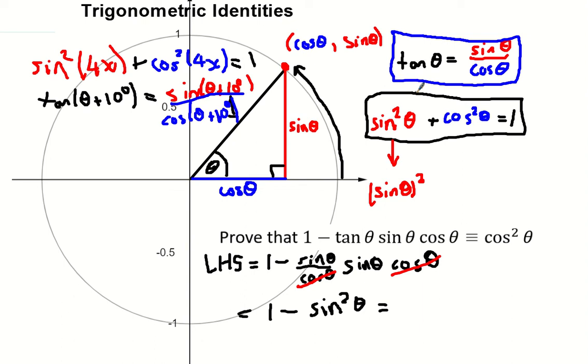Then, according to our second identity, with a bit of rearranging, if you have 1 minus either of these squared values, you're going to get the one that's remaining. So 1 minus sine squared is just the same as cos squared. And then your identity is done because you've proved it's equal to the right-hand side.